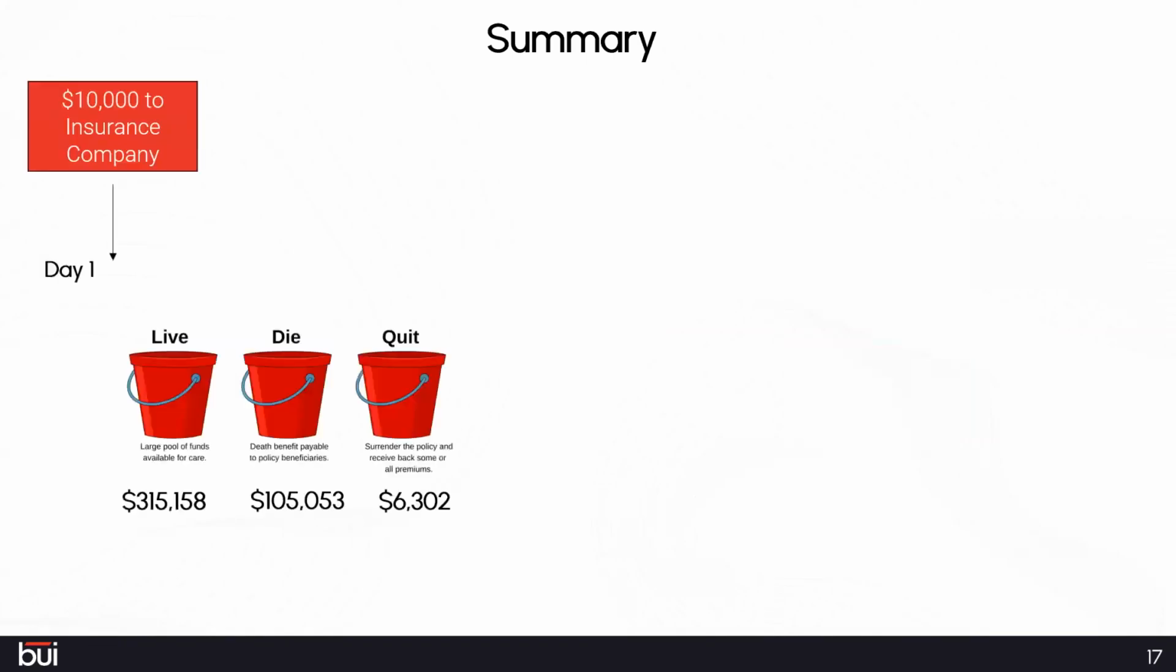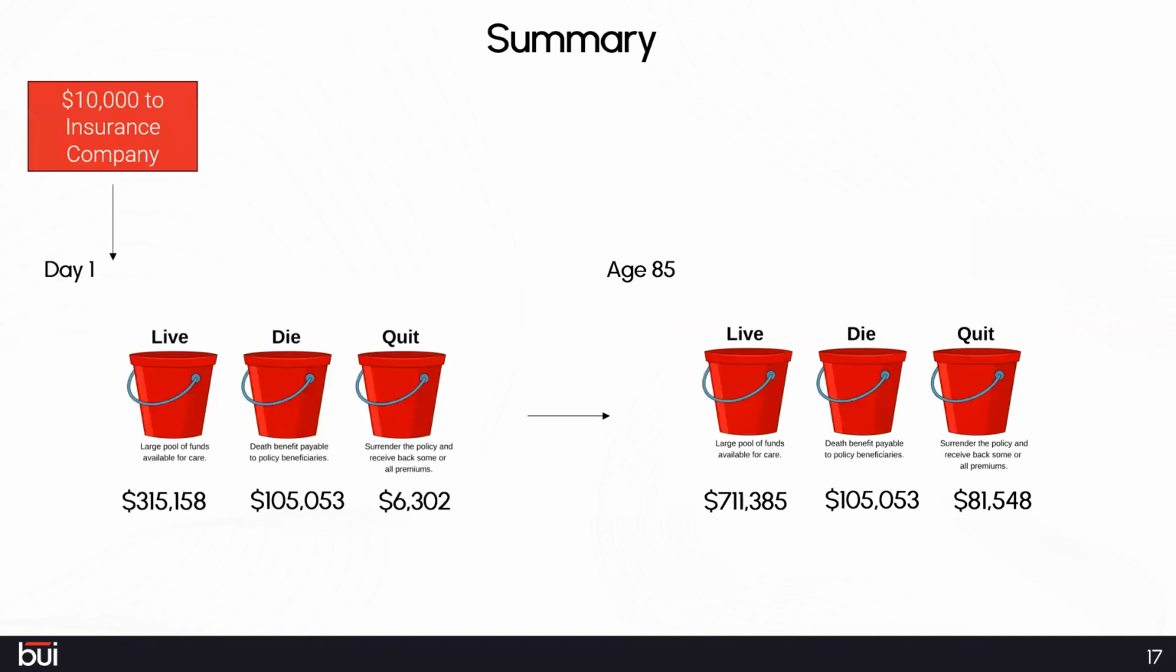On day one, she has a nice pool of long-term care money, but we're not so worried about day one, because if we were worried about day one, she probably wouldn't qualify for the insurance. What we're really looking for is down the road, more likely at claim time, what do her benefits look like? And for her, she has a pool of $711,000 for long-term care funds, $105,000 death benefit, and $81,000 that she can walk away with if she wants to surrender.